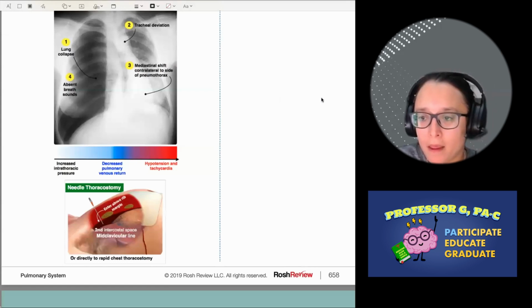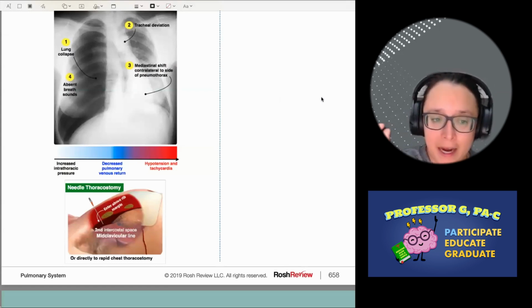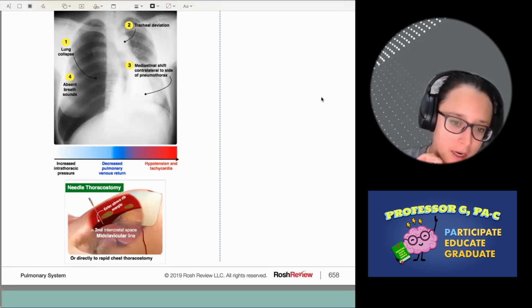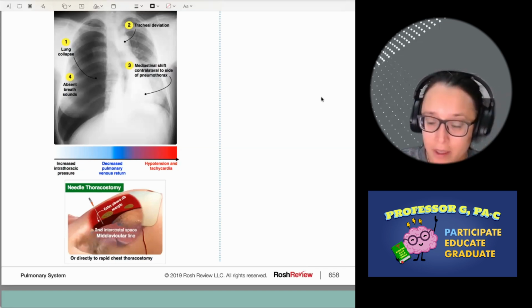The needle decompression is literally you get an IV catheter with an 18 gauge needle on it, and you stick it in the chest. It's like what you would see in a movie. They literally get it and they just go psss, and you can actually hear the air coming out. That's for equalizing pressure quickly.